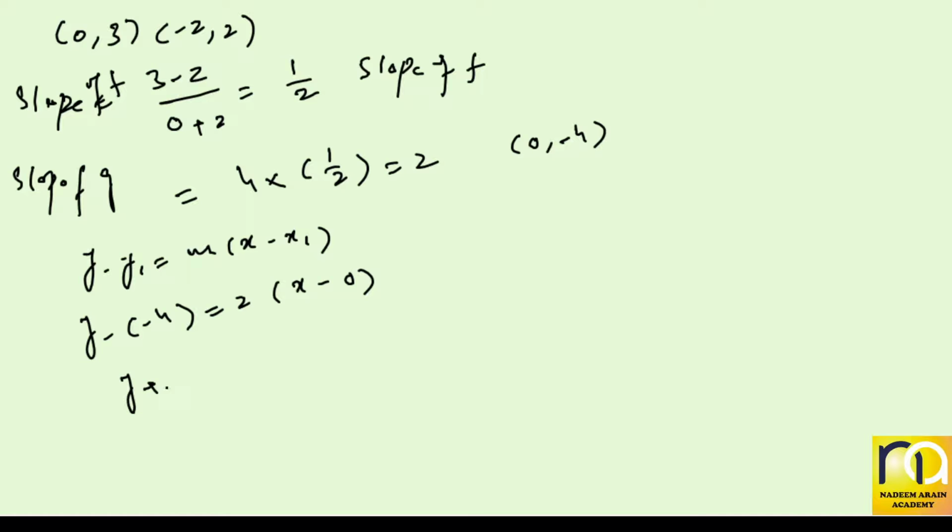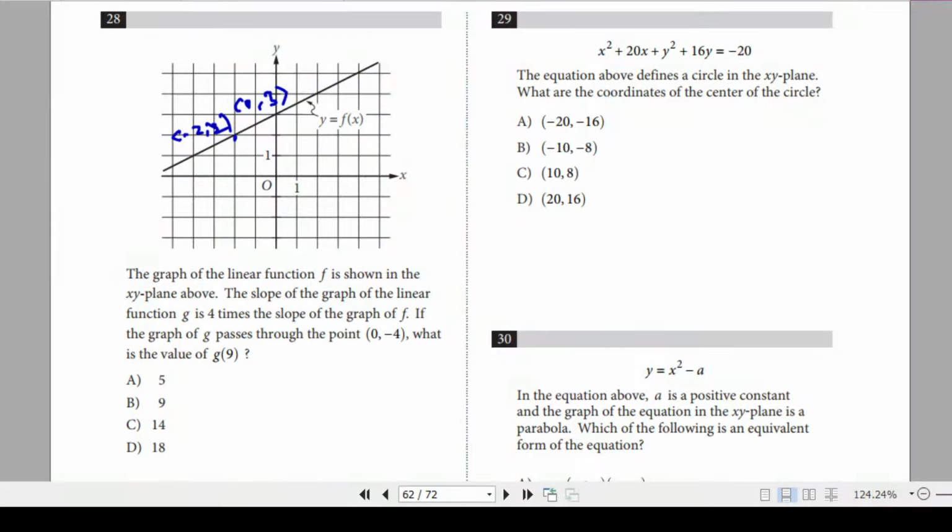So that is y plus 4 is equal to 2x, because y is g here, okay? The first function was f and this is g. So you can write g of x is equal to 2x minus 4. This is our function. But the question says, what is g of 9?